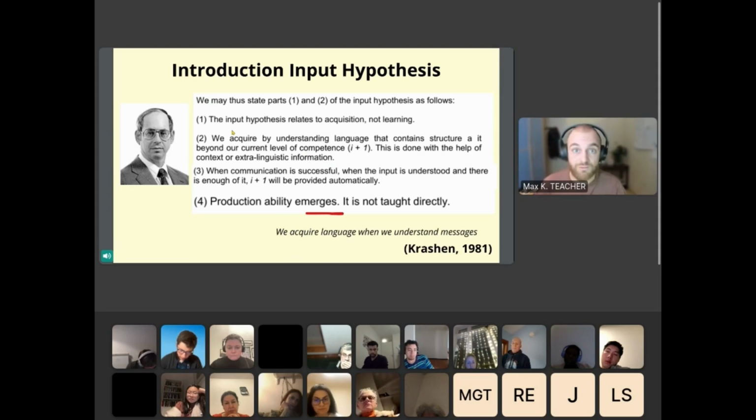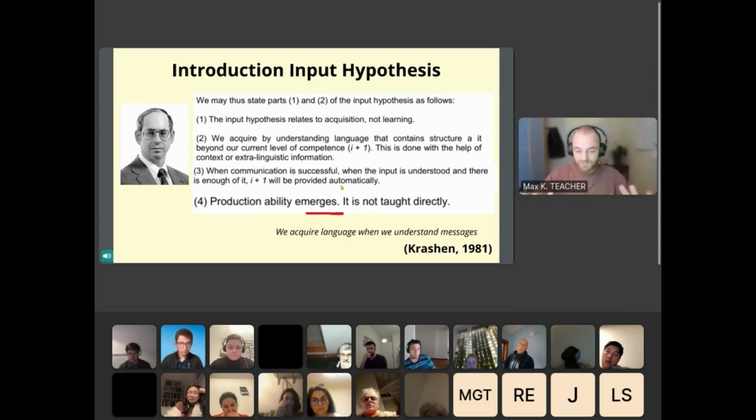And that's how all language learning works, according to this guy, Stephen Krashen. He says this is the only thing that happens. Okay, so it's very strong, this hypothesis. And then he says, number 4, that your ability to produce emerges. It is not taught directly.